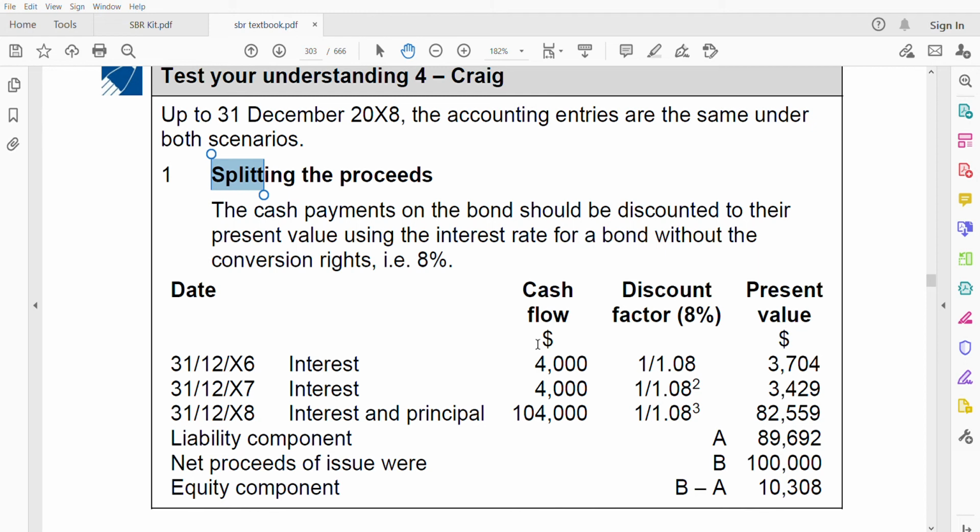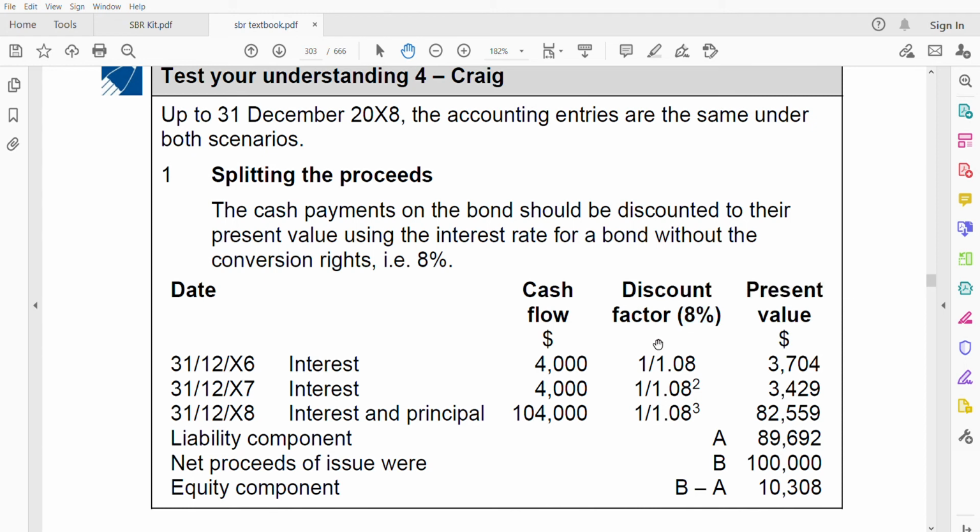It was 4% on 100,000. That's why the cash flow will be 4,000, 4,000, and 100,000 plus 4,000 in the third year, interest plus principal. When you are taking the cash flow, it is the 4% on 100,000, not the market rate. You don't take 8% on that. That 8% is used for the discount factor.